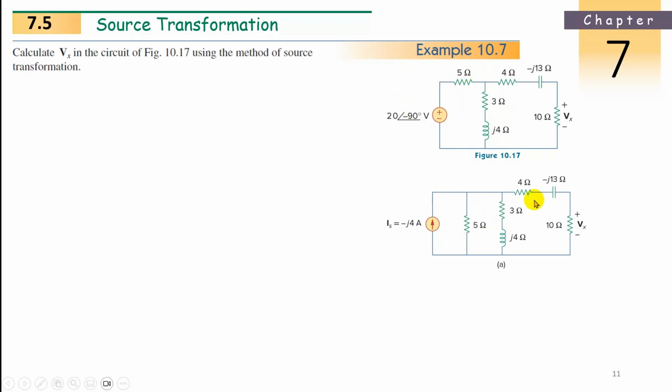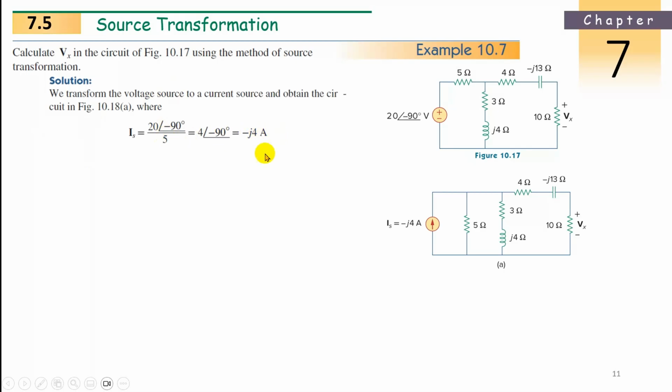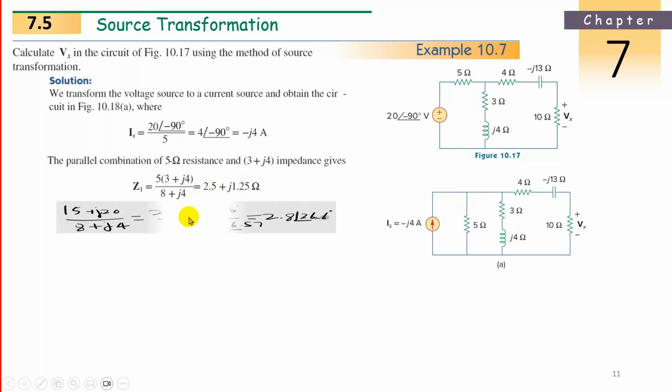Now next, these two will be in parallel. Now what do we have to do next? We got Is as minus J4 ampere and the 5 ohm in parallel. Next, the parallel combination of the 5 ohm resistor and the 3 plus J4 impedance gives Z1. Once I get Z1, I can convert this Is and Z1 back to a voltage source with a series impedance. So it is easy: 5 multiplied by 3 plus J4, divided by 5 plus 3, that is 8 plus J4. Now divide this, then you get 2.5 plus J1.25.